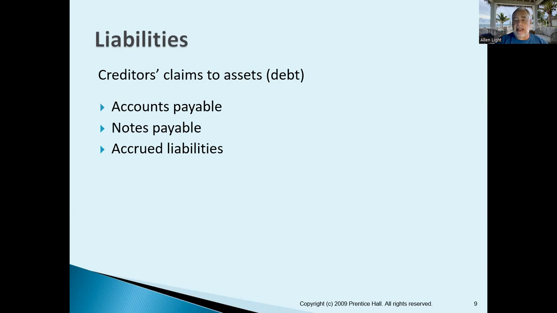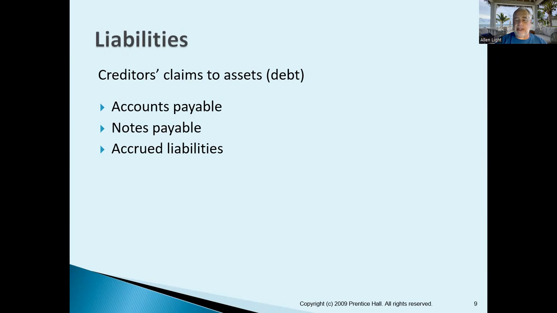Accounts payable is the opposite of accounts receivable. That's the promise to pay a debt arising from a credit purchase. Okay, so this time we made the purchase, we received something but didn't pay them yet. So that's why this is the opposite of an account receivable, because instead of receiving it, now we've got to pay it. Okay, notes payable is the opposite of notes receivable. This is when we borrow money and have to pay it back.